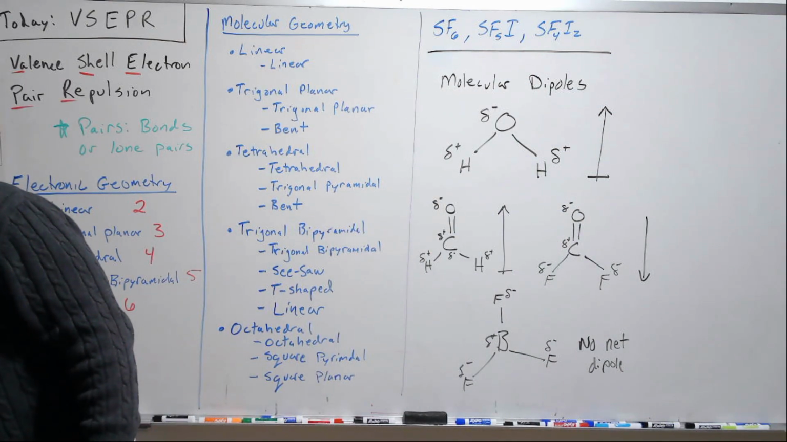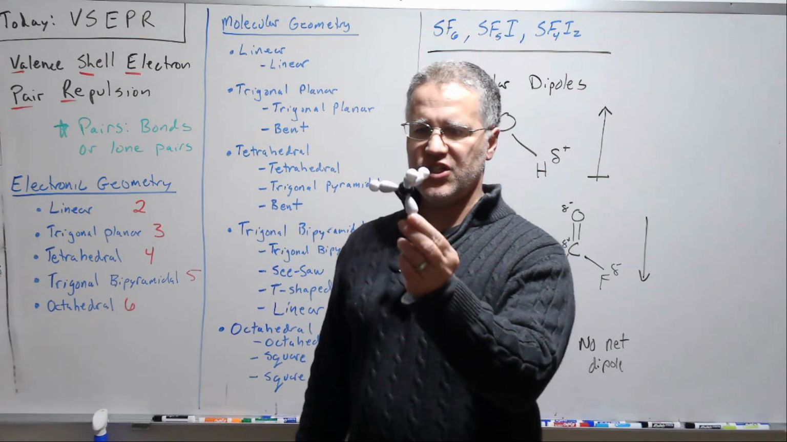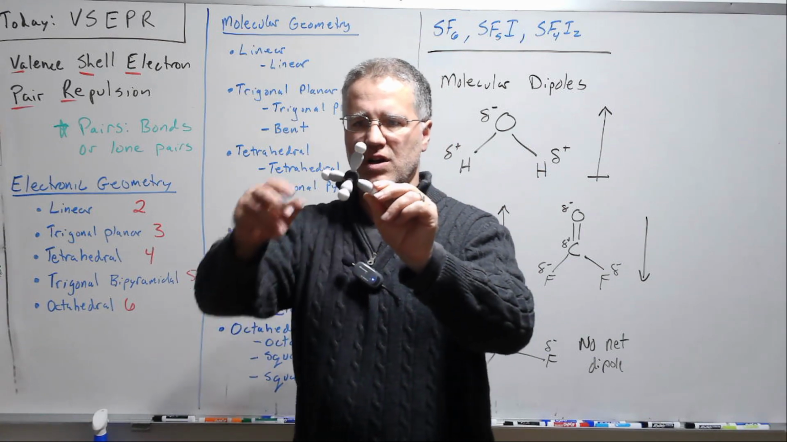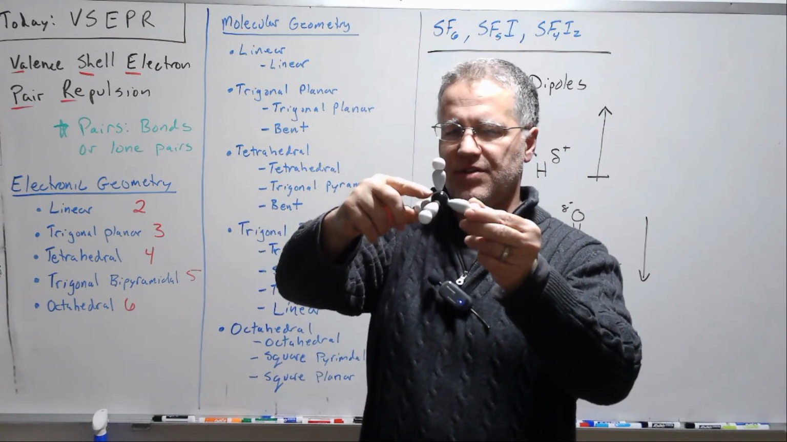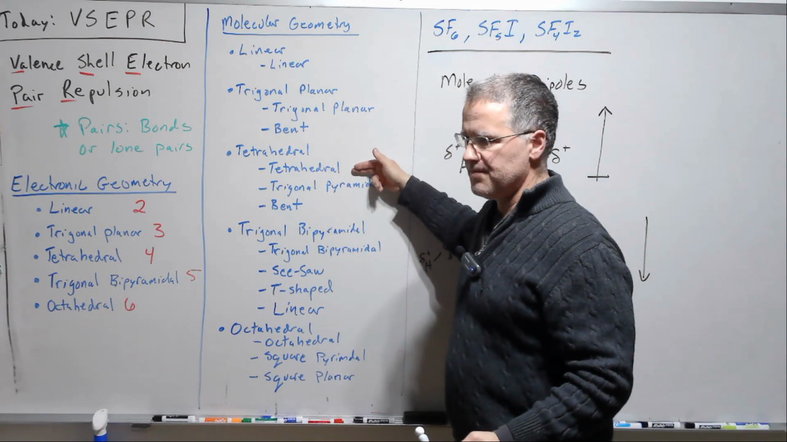All right, let's go to the tetrahedrals. So again, when they're all bonds, then the geometry name is the same as the electronic name. So here's an example where all of these are bonded to some other atom. So we have tetrahedral, tetrahedral.